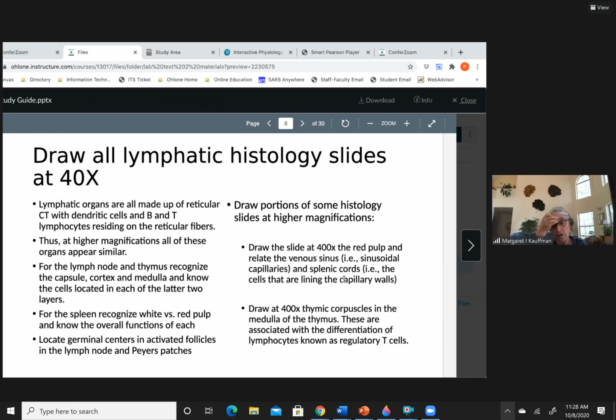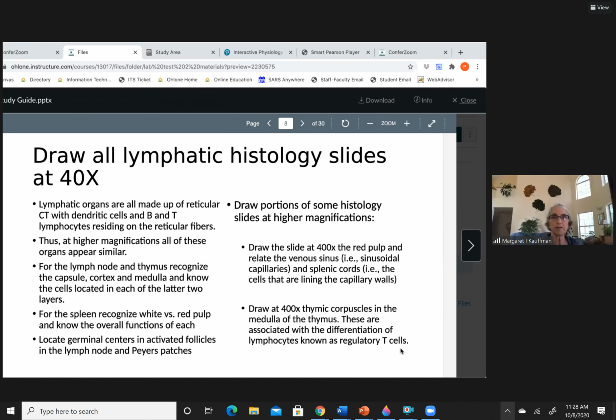You do not have to draw the lymph node at a higher power, but if you wish to, I may end up showing it at a little bit higher power just to be able to point at something very specifically, but you don't have to. That's optional. And then the thymus, you need to draw at higher power in order to see something in the medulla called the thymic corpuscles. These thymic corpuscles are associated with the development of a particular lymphocyte called T regulatory cells that we'll talk more about in the adaptive immune response.